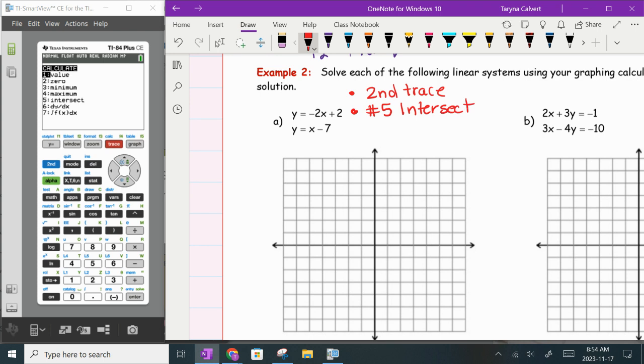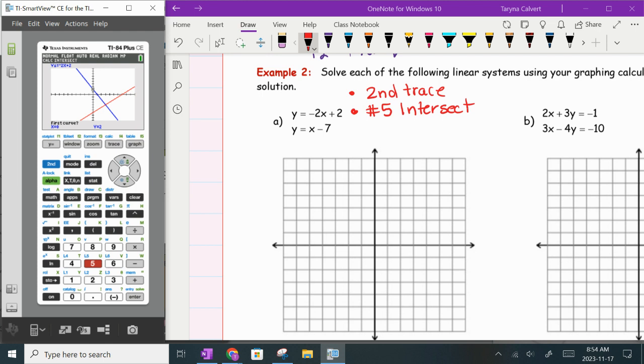So again, you can either hit number 5, or you can use your arrow down and hit enter on 5, your choice. So you hit 5. So again, everybody's there. Hit number 5. So does everybody have that? That's not the intersection yet, but does everybody have the phrase saying first curve? Okay. So what you're going to do at first curve, you're just going to hit enter.